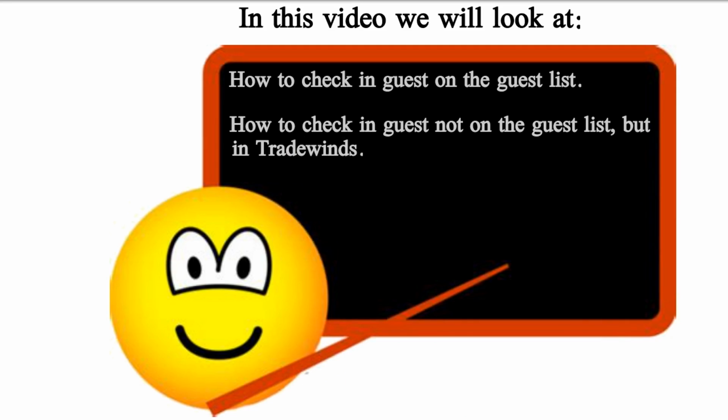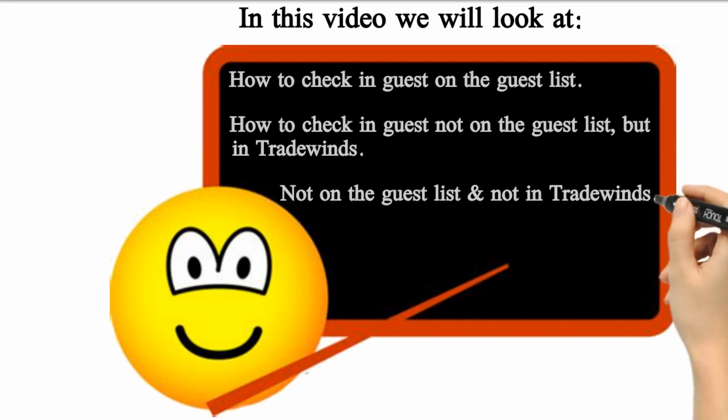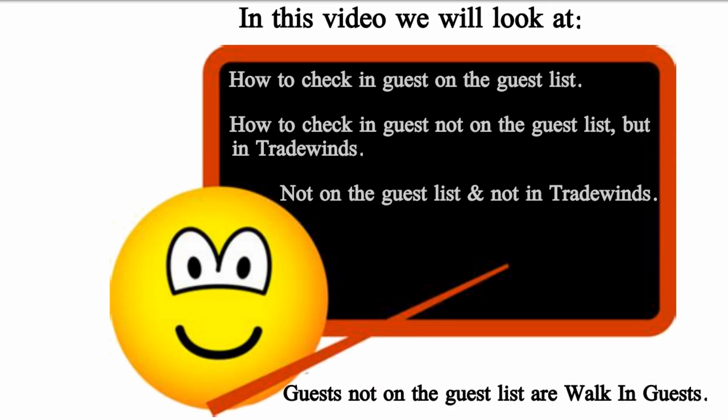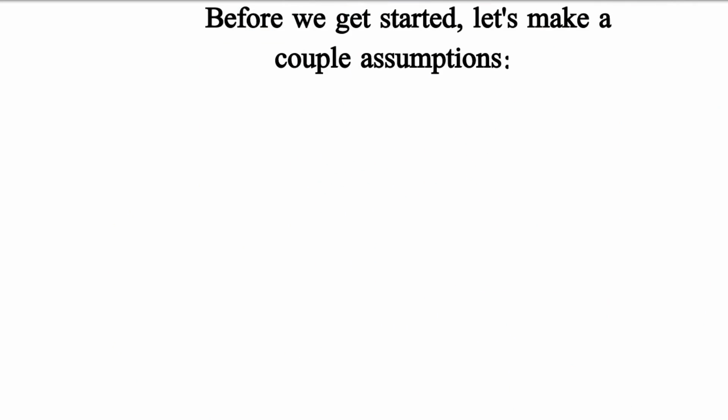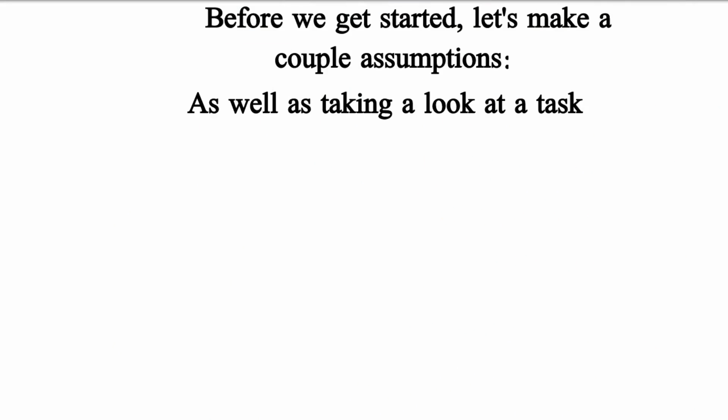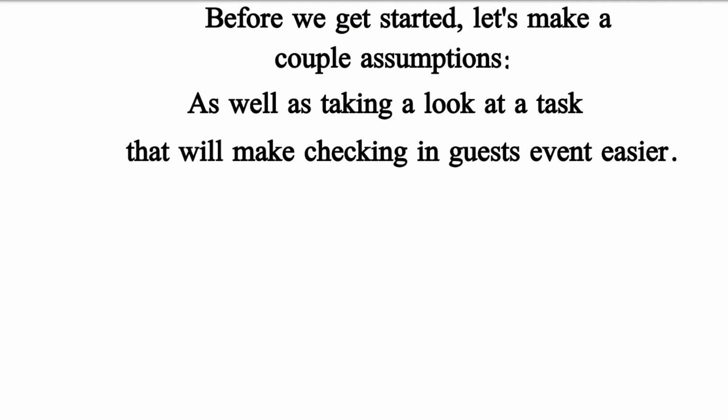Remember, the People section of Tradewinds is comprised of guests that have attended prior events or they are a benefactor. Lastly, we will look at how to add a guest that is not on the event list, nor are they in the People database. Generally speaking, we will call a guest that is not on the event guest list a walk-in guest. Before we get started with learning how to check guests in at an event, let's make a couple of assumptions and we will look at one task that can be done prior to the event that will help with the check-in process.